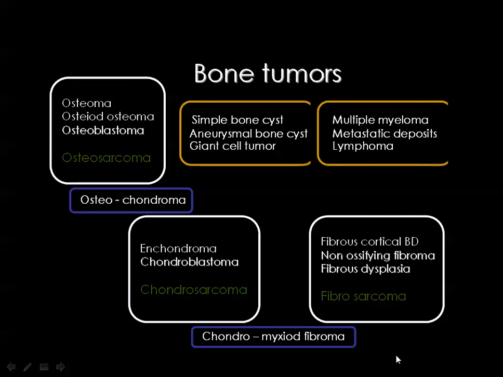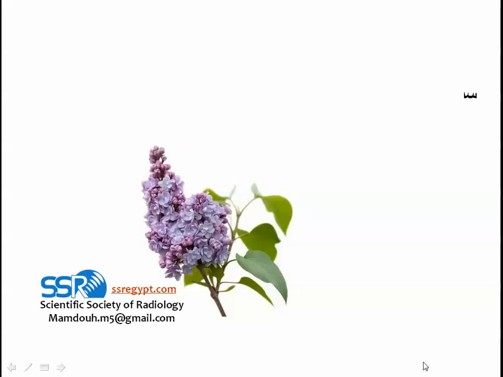Then the remaining two groups, which are not classified under these titles, include multiple lesions, mainly multiple myeloma, metastasis, and lymphoma, and expanding lesions like simple bone cyst, aneurysmal bone cyst, and the giant cell tumor.